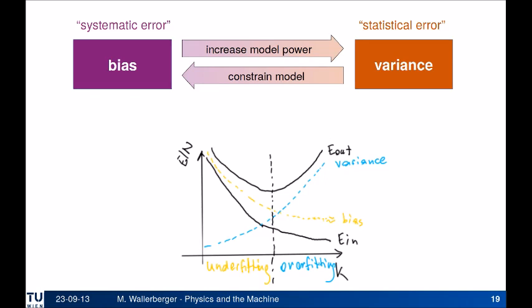K is essentially the number of parameters in our model, if you want.